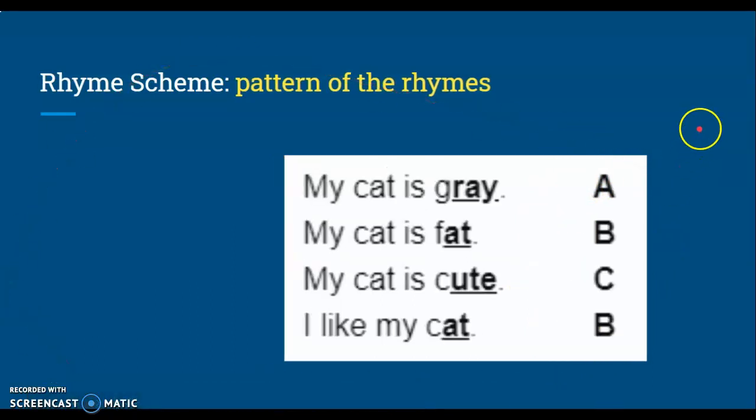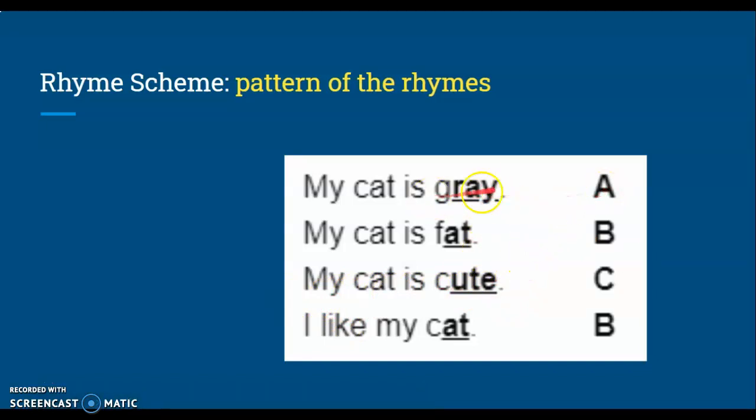And look at this one. Here's another example. A, B, C, B. Well, that's way different than the other two. If we look at our poem, it says, my cat is gray, my cat is fat. Okay, well, gray and fat don't rhyme. So line 1 gets A, line 2 gets B. My cat is cute.